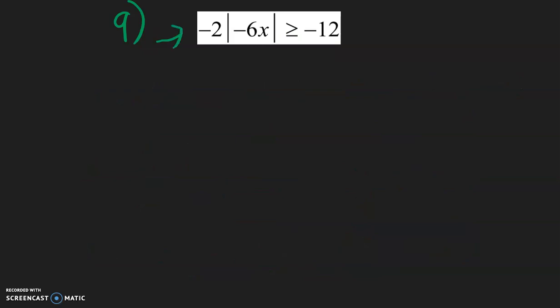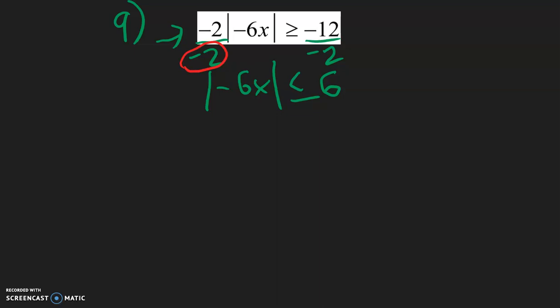And for number 9, we see we have this -2 outside of the absolute value lines. So that needs to go away first. What is this -2 doing? It's being multiplied because it's right next to the absolute value. So we need to divide by -2, which is very good news because when we divide -12 by -2, we get a positive number, +6. So we have absolute value of -6x. Now remember, when we divide by a negative number, the inequality symbol switches. So this greater than or equal becomes less than or equal.